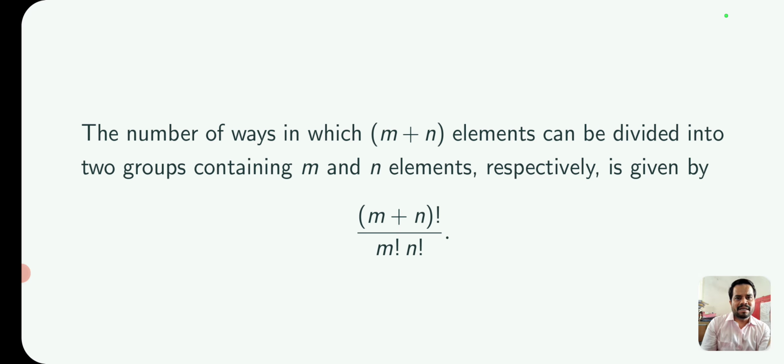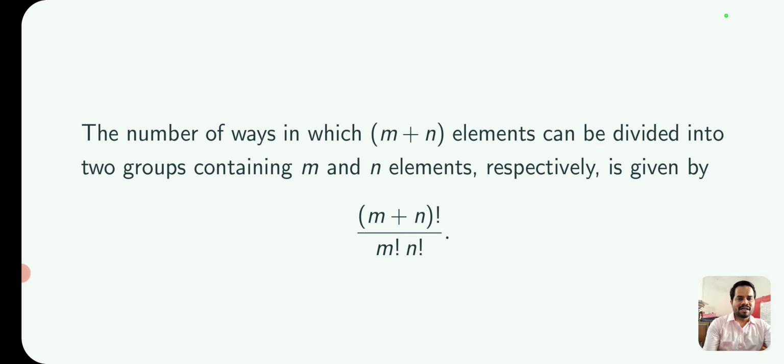The result: if there are m plus n elements, and we have to divide these elements into two groups containing m and n elements, then you can find the number of ways in which we can divide these elements into two groups, and it is given by (m plus n) factorial divided by m factorial into n factorial. So how to prove this result?